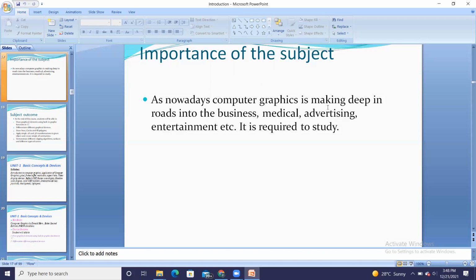Then in advertising also, we require computer graphics. In entertainment, it can be the generation of a movie or animation kind of thing. So in entertainment also we use computer graphics, and that's why it is introduced in the syllabus as well.